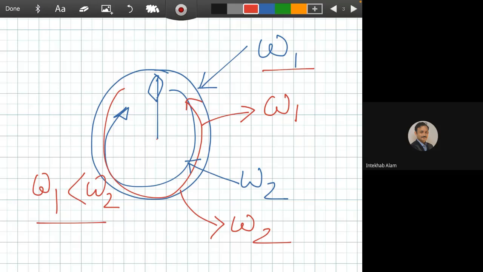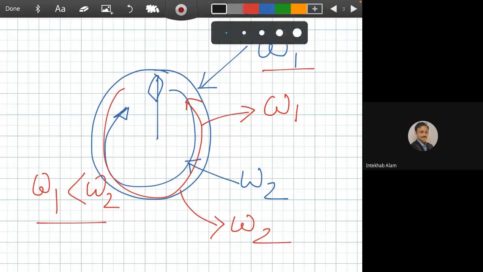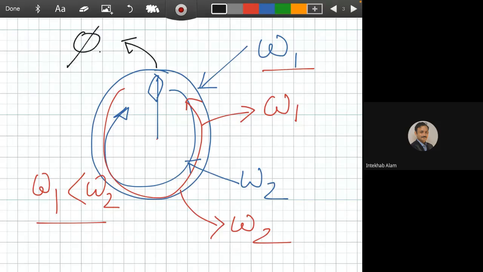Now let me ask you another question, let's see how you answer. Omega 1 is less than omega 2. Omega 1 has a magnetic field of phi 1 and omega 2 has a magnetic field of phi 2. Which magnetic field will be stronger, phi 1 or phi 2? Phi 2, sir.